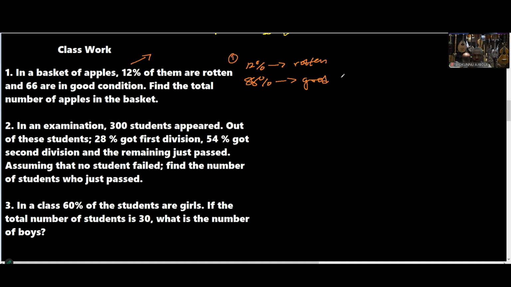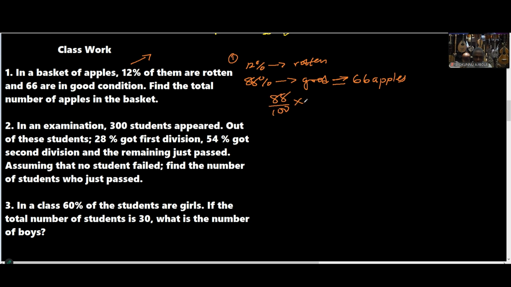If 88% are good, and those that are good are 66 apples according to the question, you find the total number of apples. So we can use this information here to find the total number of apples. So we say 88% of the total equals 66.